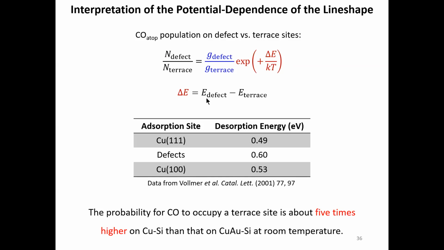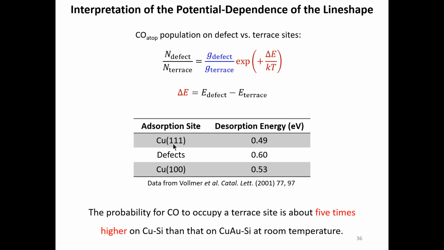Now here I should emphasize this delta E is defined in terms of desorption energies, which are positive quantities, and the larger the number, the stronger the CO binds to that particular facet. Now here, these results are from temperature programmed desorption studies by Waegele and co-workers.